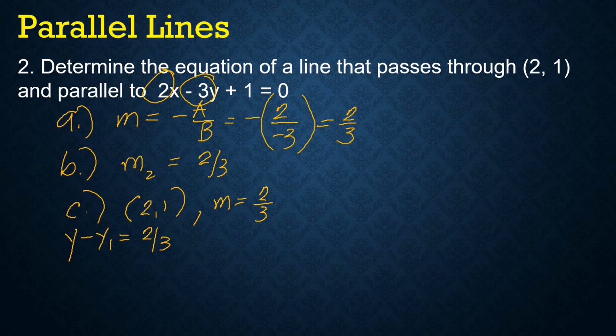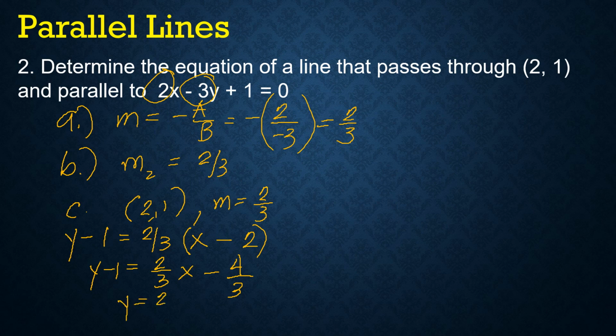Okay, we can now substitute m, and this will be 2, the y sub 1. So we can now change y sub 1 into 1. Therefore, y minus 1 is equal to 2 over 3 times (x minus 2). Just need to distribute. Okay, so here y is equal to 2 over 3x minus 4 over 3 plus 1.